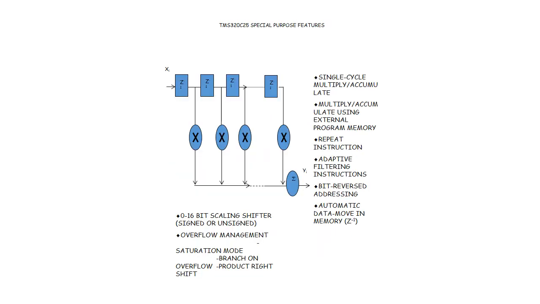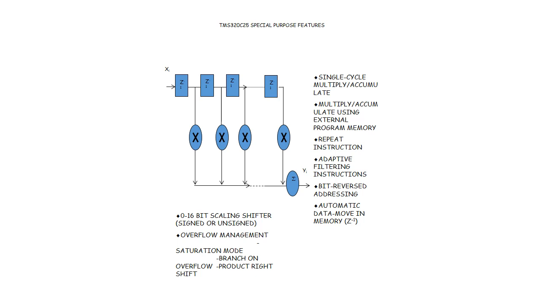Next are the special purpose features. X(n) has been given, then Z inverse, Z inverse, Z inverse. The four Z inverse terms are multiplied together and added, and then passed into Y(n). A single cycle or multiple accumulator accumulates the level and then multiplies the accumulator using the external program memory. Repeat the instructions, and then the adaptive filtering instruction is used.